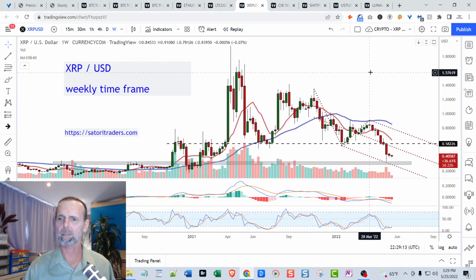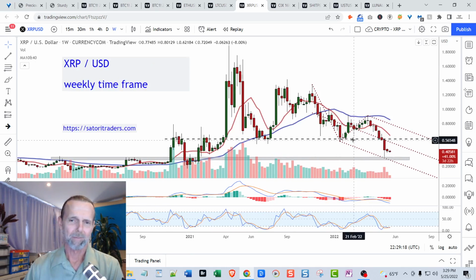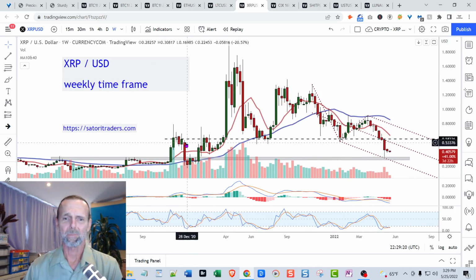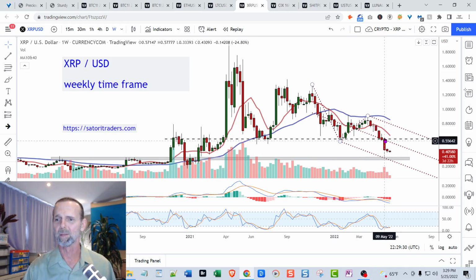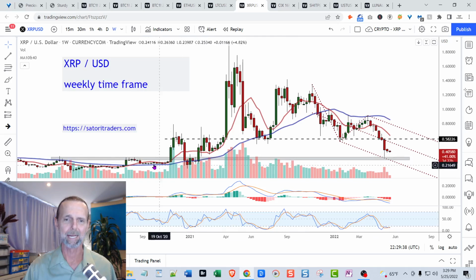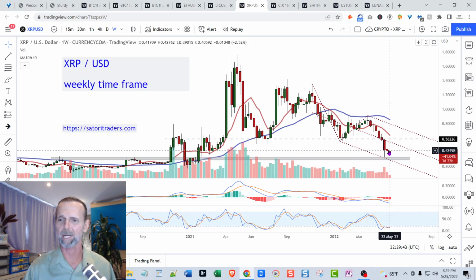XRP in the weekly time frame, similar story. All of these coins look pretty much the same. We have this support resistance level: resistance, resistance, support, support, support, failure of support, and now we're below that level. It dropped through the median line of this shift pitchfork, tapped the bottom of the fork, the lower median line, and this horizontal support resistance level. And so currently just sideways action with a little bit of a downward bias. MACD in bear mode, primary trend is down, energy is low.